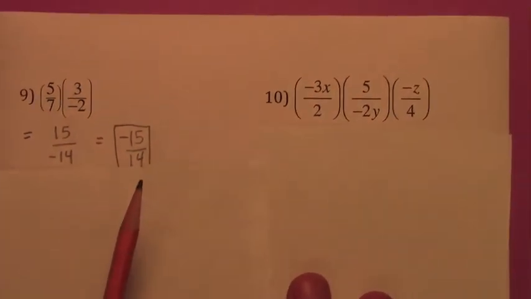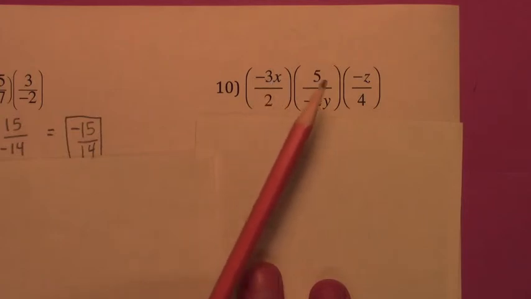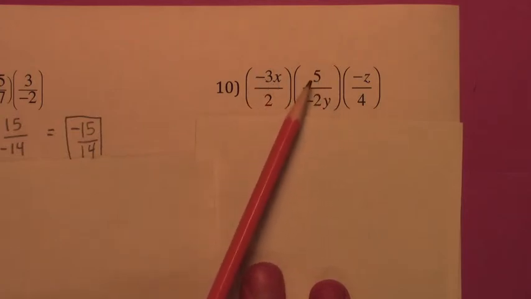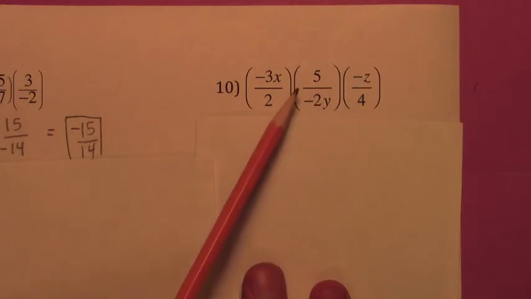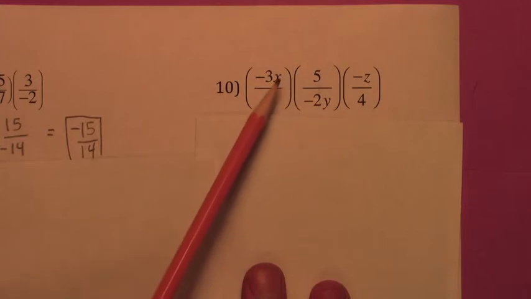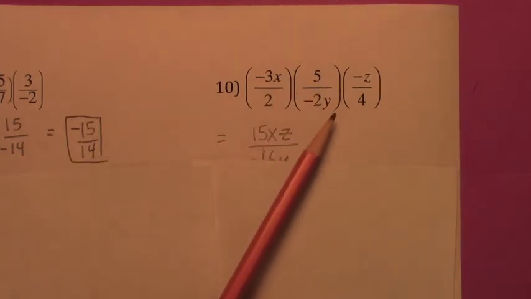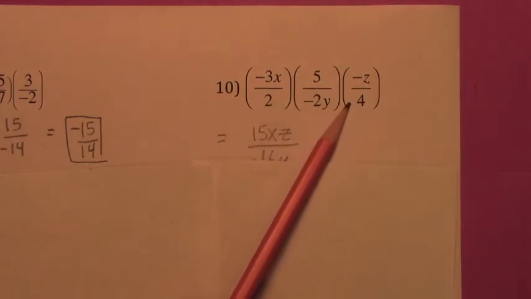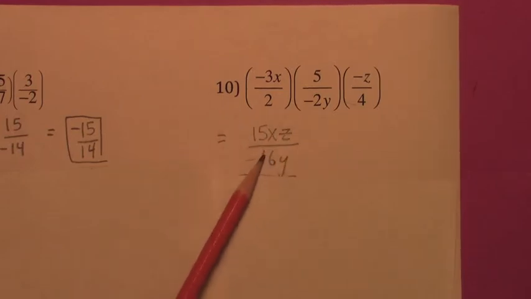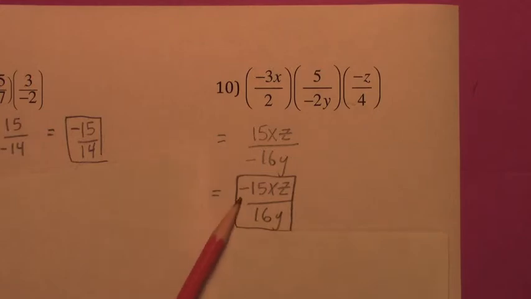How about this? When you're multiplying these three fractions, just multiply straight across. What is negative 3x times 5 times negative z? I should say negative z, actually. If you just look at the numerator, don't the negatives cancel? And so you just get 15xz on the top. And on the bottom, what is 2 times negative 2y times 4? Isn't that going to be negative 16y? But we don't leave our answer like that. Remember, we move the negative up to the top. That's your answer: negative 15xz over 16y.